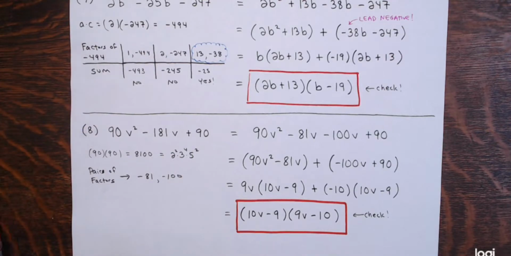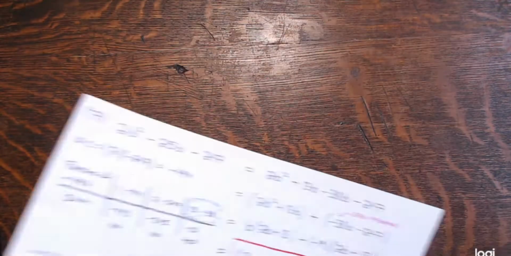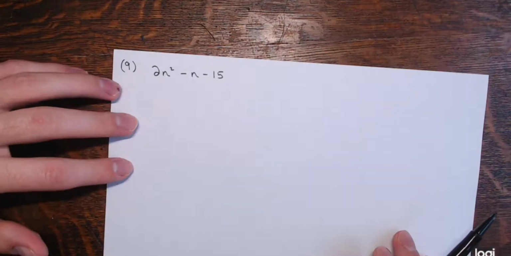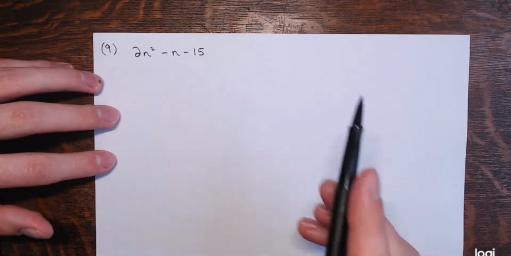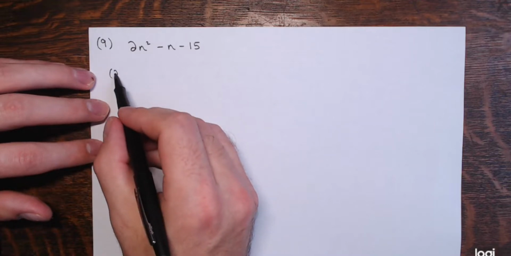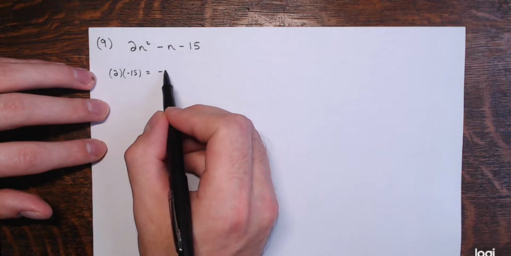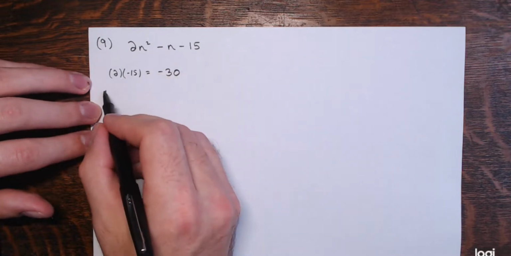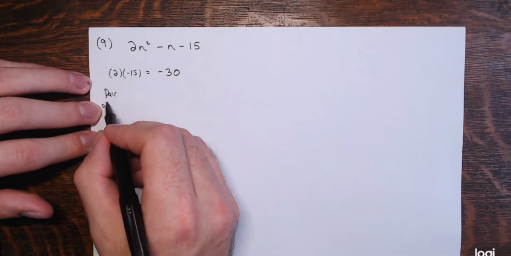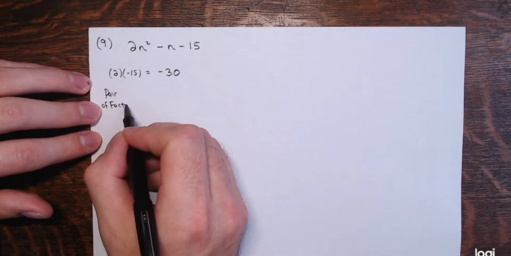All right, fantastic. And I got just one more example. This time with a bit smaller numbers. The lead coefficient is 2. The constant term is negative 15, right? 2 times negative 15 is negative 30. And I can already see the pair of factors I'm going to need.